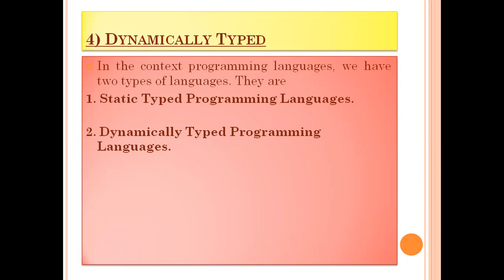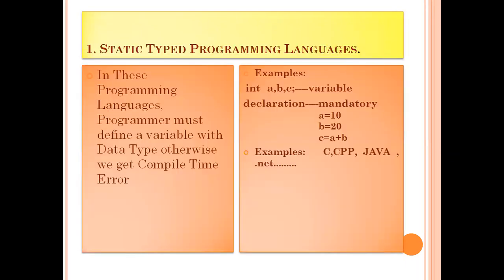Now, what is a static type programming language? In static type programming languages, programmers must define a variable with a data type, otherwise we will get a compile time error. It is always better to define a variable. For example, A, B, C are integers.